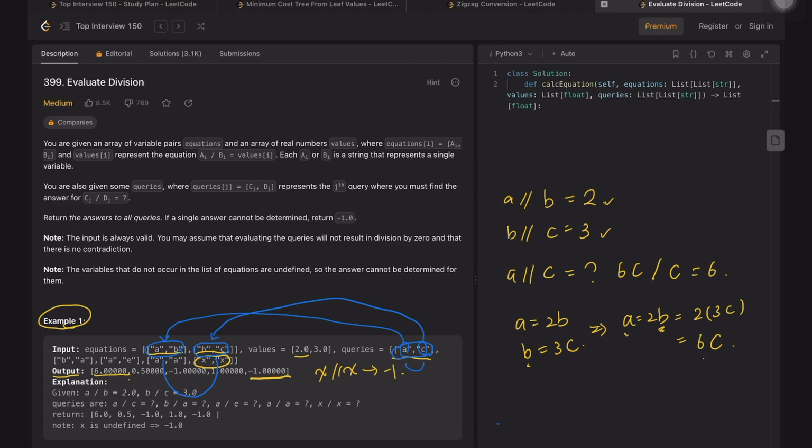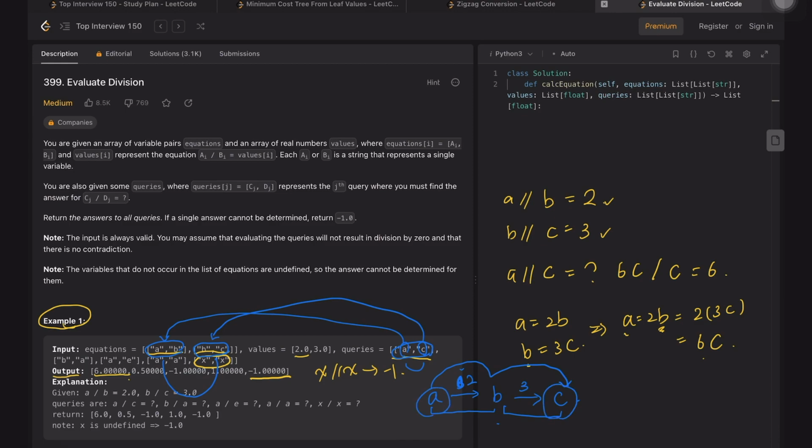So let's think about it: A equals 2B, and B equals 3C. This is the first equation, and this is the second equation, and then we can combine them together. It seems like a graph problem, and we can use the graph data structure to solve it. So we can take two jumps, and then find out the relationship between A and C.